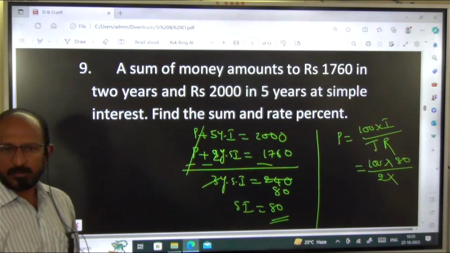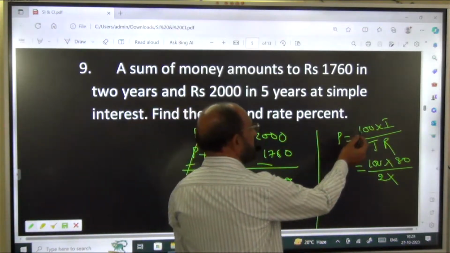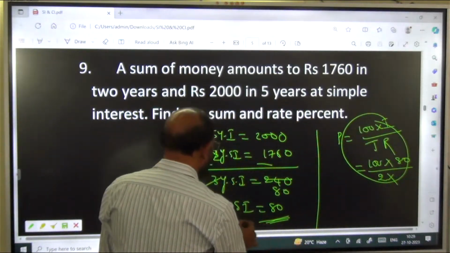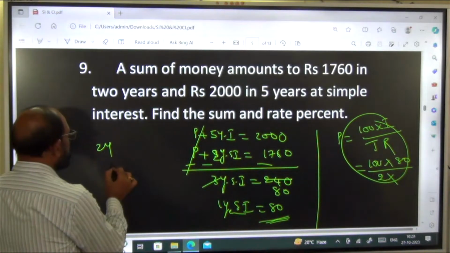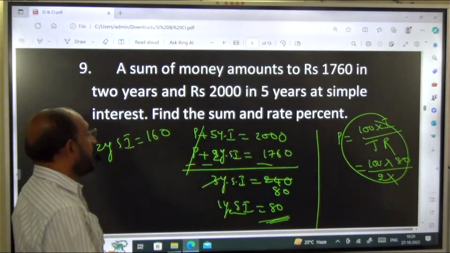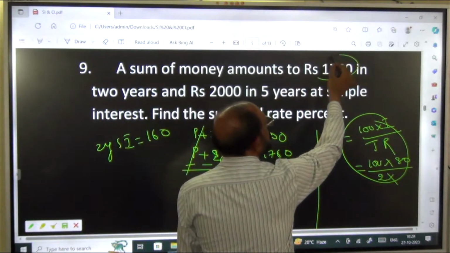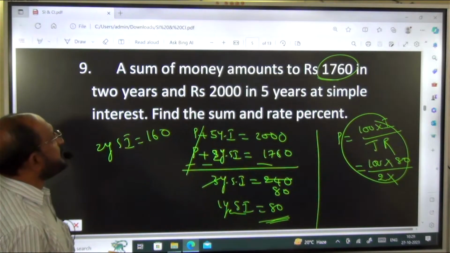Let's see here. This is 1 year simple interest. 2 years simple interest is equal to 160. This is 1760, that is the amount, principal plus interest.